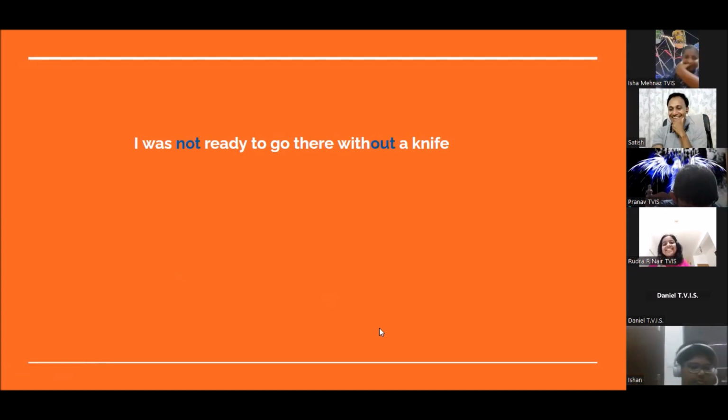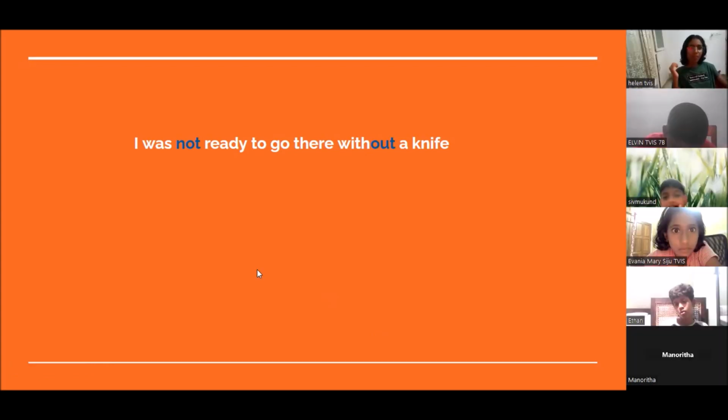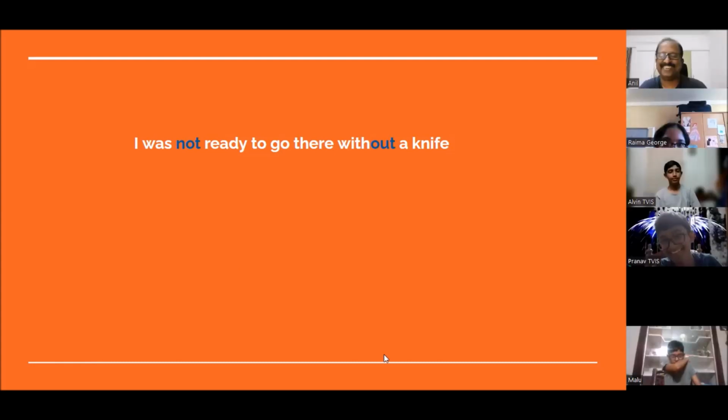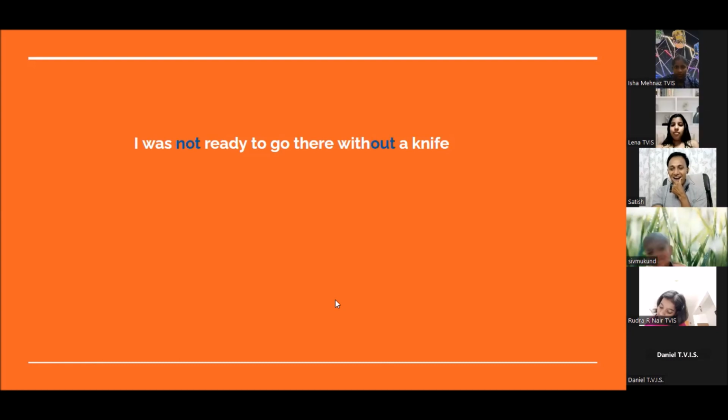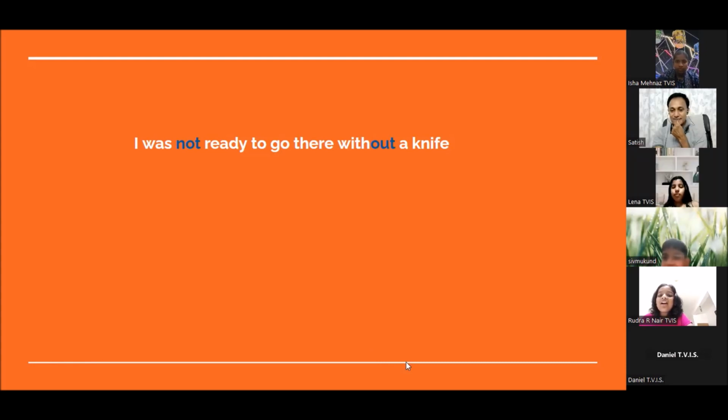Sir, that means he's scared. Okay. Anyone else want to say anything? I think he is going to cut vegetables. Okay. Now Rudra, yeah. I don't know if this is correct, but he was not ready to go without, meaning there are two negative things there. Brilliant. At least he survived. So that's a positive thing. These two negative things led to a positive.